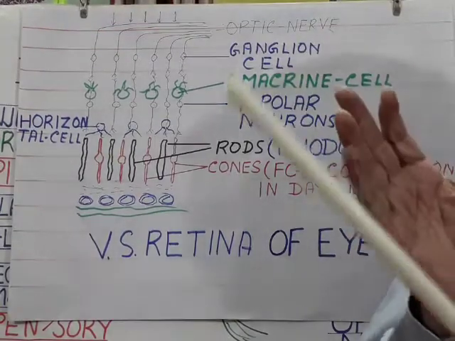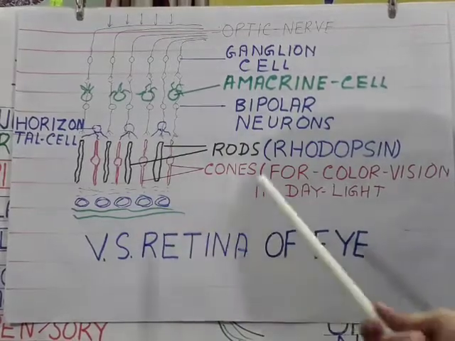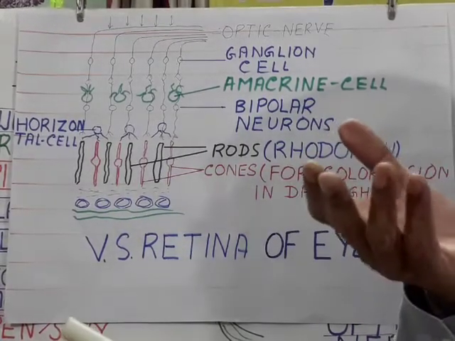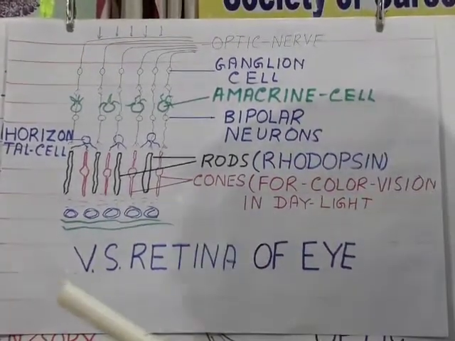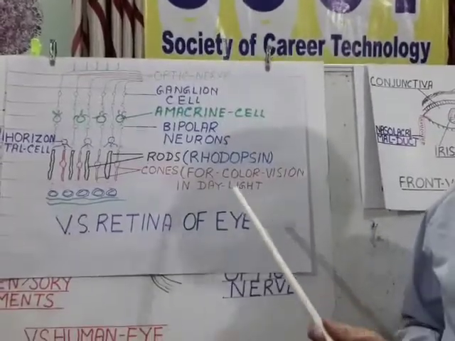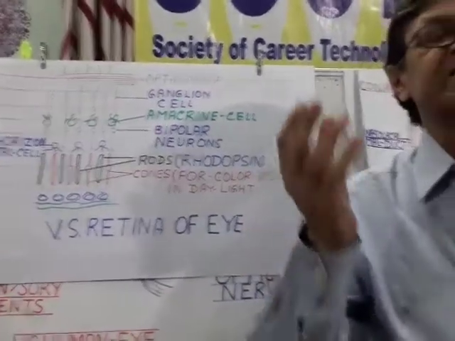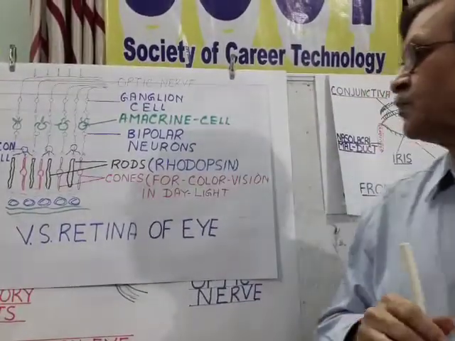Rods are for dim light, and they are only to discriminate the dark and light, whereas the cones are for color vision in daylight. They have three types of cells for three different colors: red, green and blue.